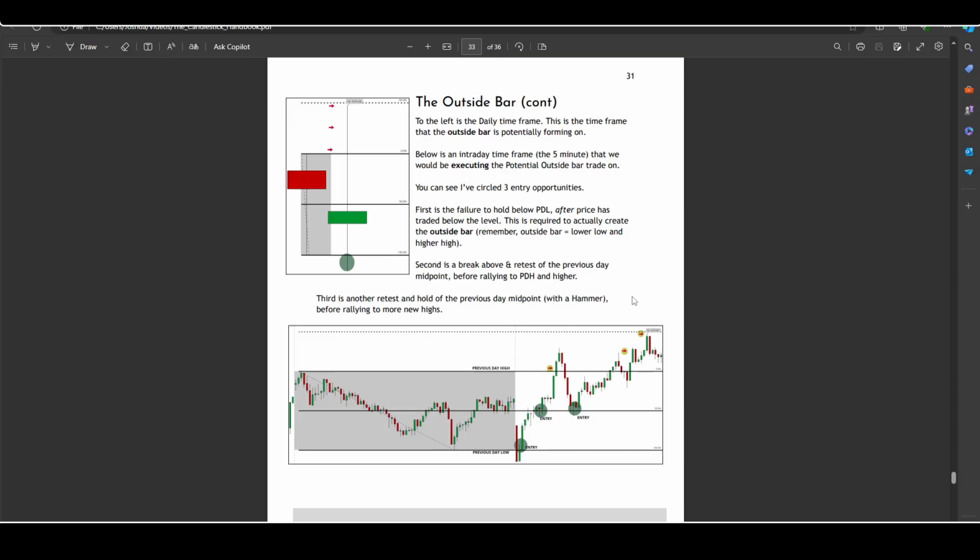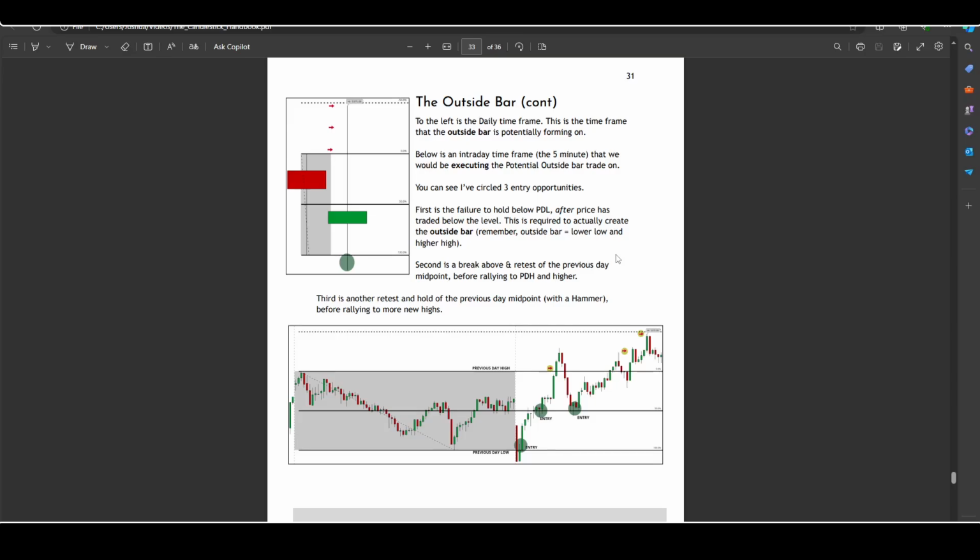You can see I've circled 3 entry opportunities. First is the failure to hold below previous day low after price has traded below the level. This is required to actually create the outside bar. Remember, outside bar equals a lower low and a higher high, so we need that low to be made, even if it doesn't hold the rest of the day.